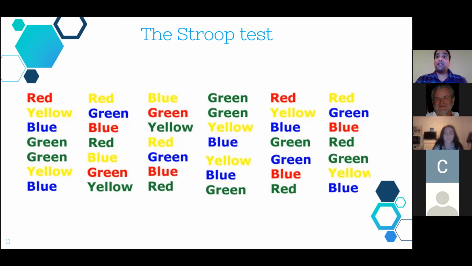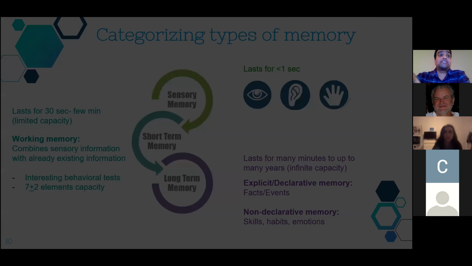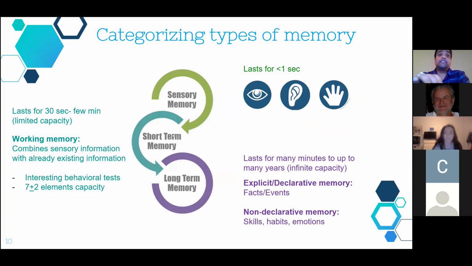It can be found online, but you can see that there is a little bit more difficulty in really telling the colors than just reading out the words, right? And this tells us how the information is combined in different ways by this brain region that is involved in working memory. And so there are interesting behavioral tasks like that to really study working memory. And this is a short-term memory.